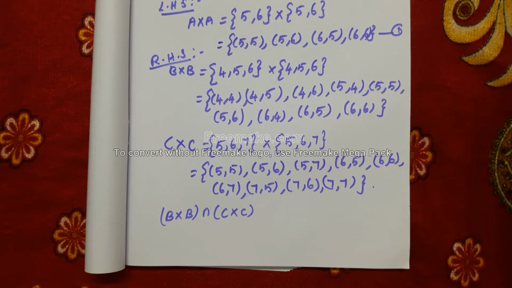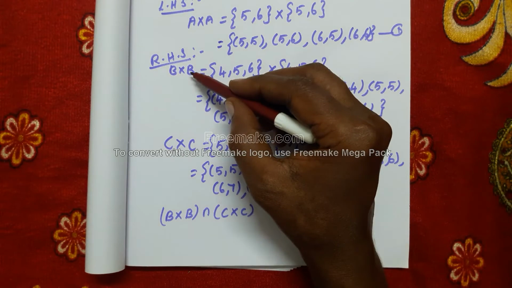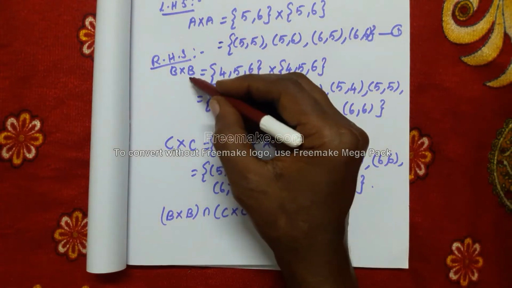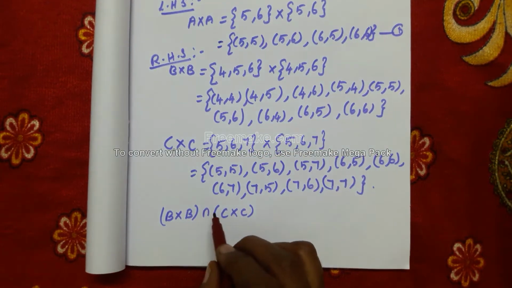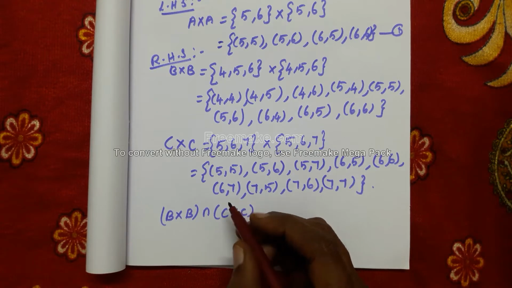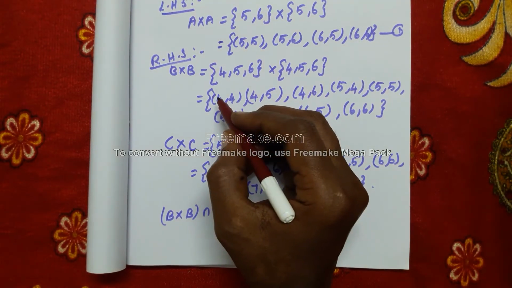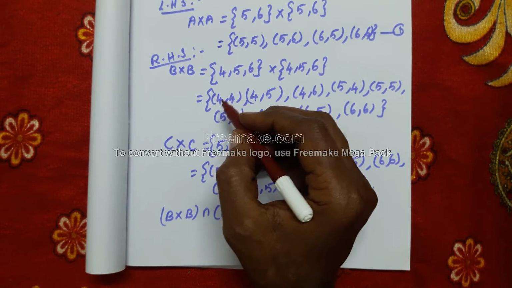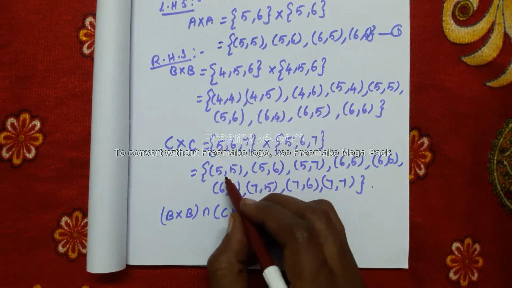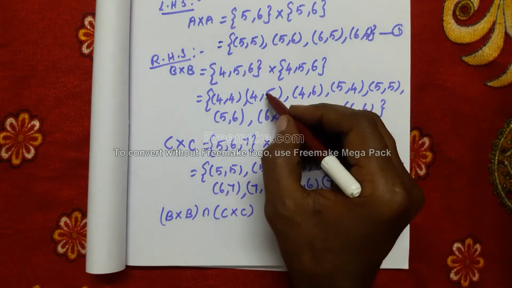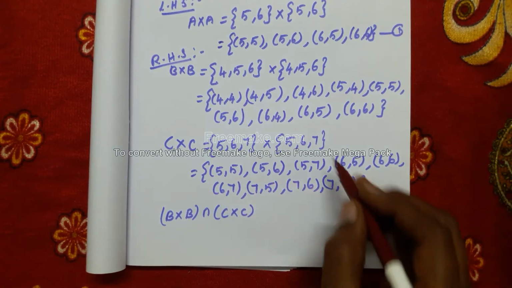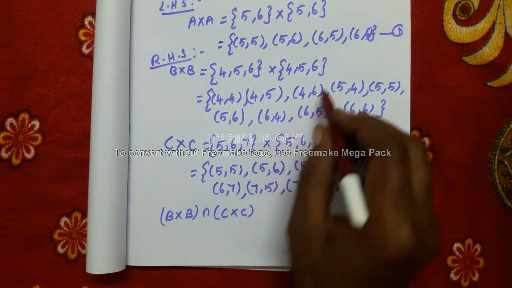What is intersection? Common elements of B cross B and C cross C. We have to write the common elements, intersection means common elements of B cross B and C cross C. Can we find out the common elements? We can circle the common elements. 4 comma 4. It is in B cross B. Whether it is in C cross C? No. Next 4 comma 5. It is in B cross B but it is not in C cross C. 4 comma 6. Not having.